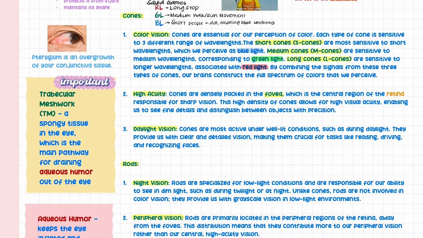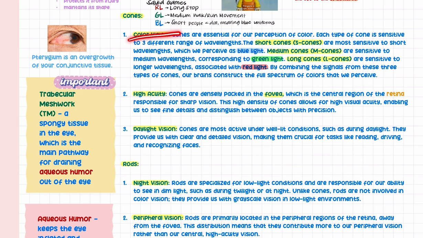Within our retina, we have our two photoreceptor cells, and these are called cones and rods. Our cones can be found both in our macula and our fovea, and the rods are only found in our macula. Our fovea only has cones. So cones have three functions.